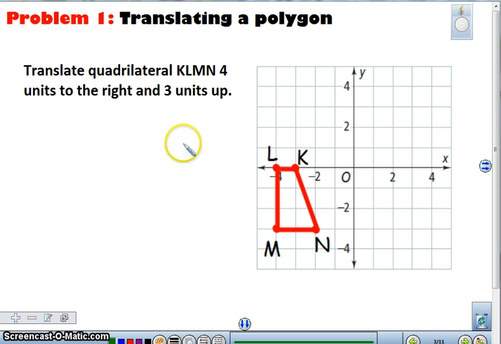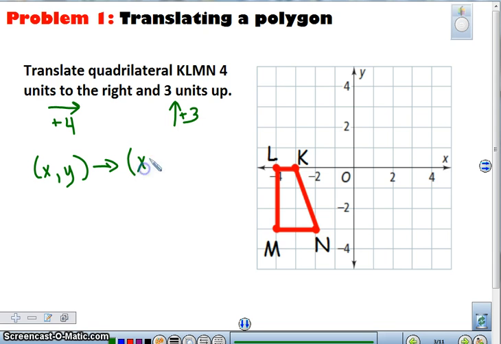So it says to translate this figure, and they ask us to translate it 4 to the right and 3 up, meaning plus 3. So think about what is our rule first. x comma y changes to, 4 to the right is x plus 4, and we shouldn't have the back parenthesis, we should have a comma, and then going up 3, y plus 3. And you are asked to actually draw that figure.